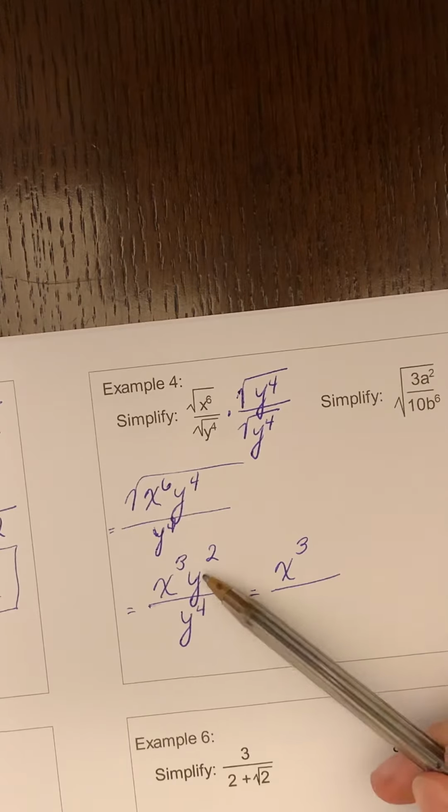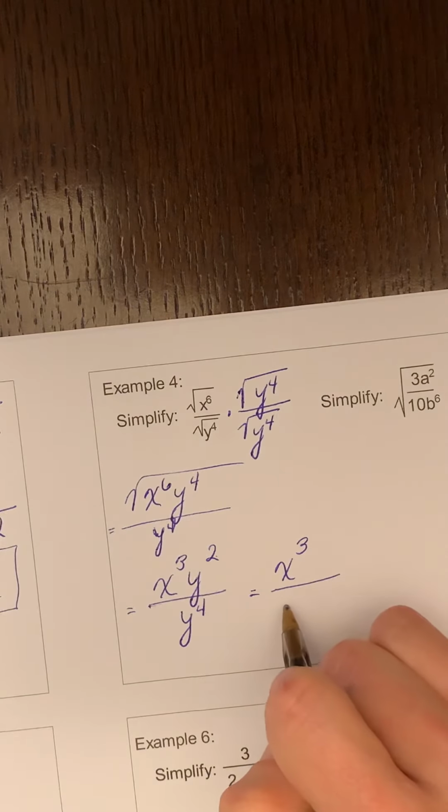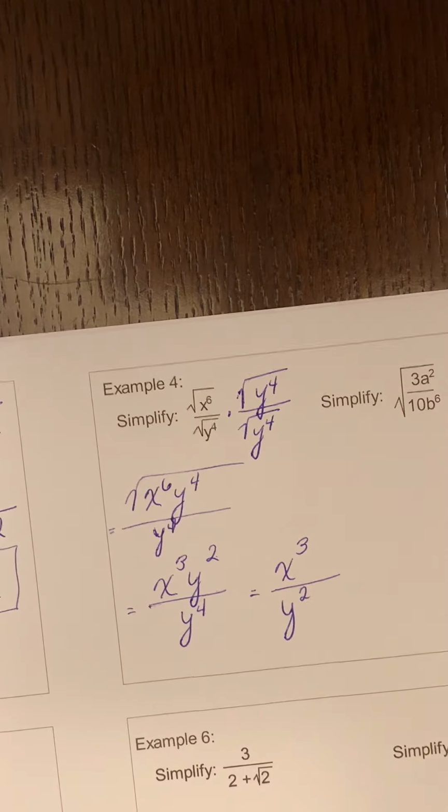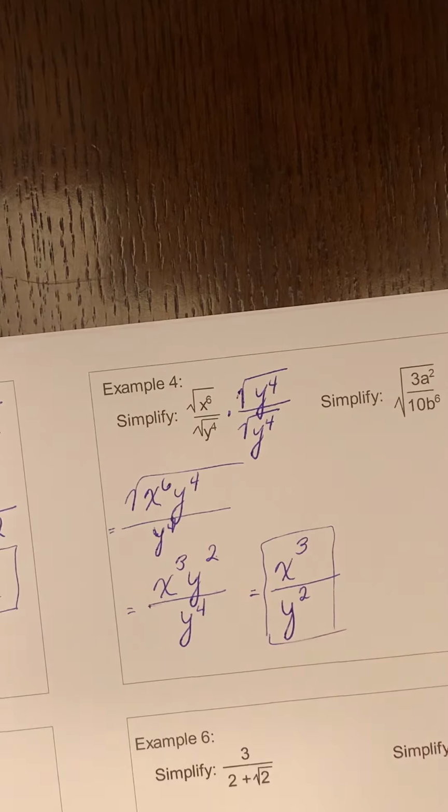However, I have 2 y's that are separated by division. So the rules of exponents for division say that you subtract those exponents. So 2 minus 4 would give me negative 2. And remember, you put it on the bottom and it becomes a positive 2. So that would be your simplified form there.